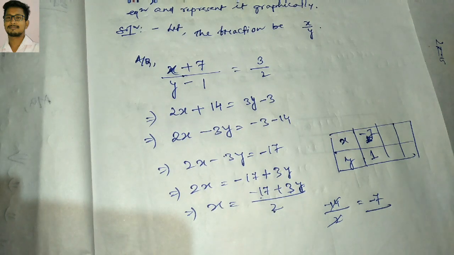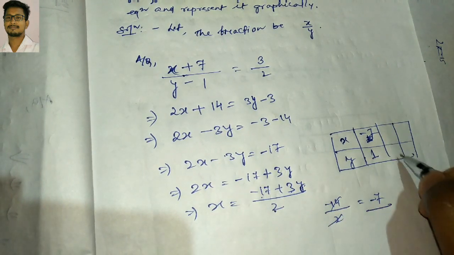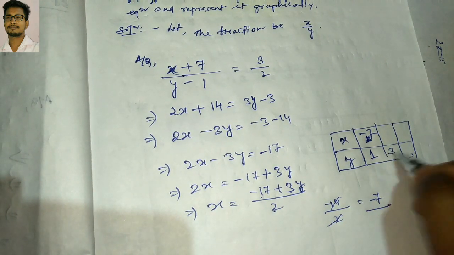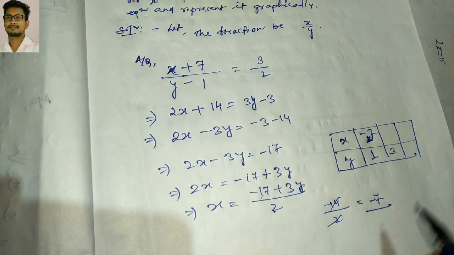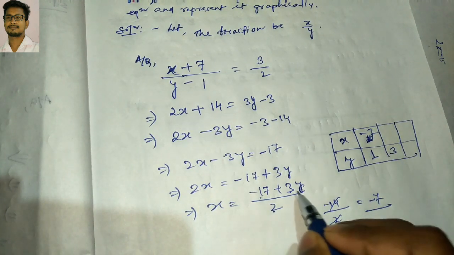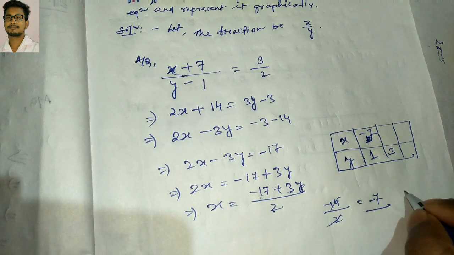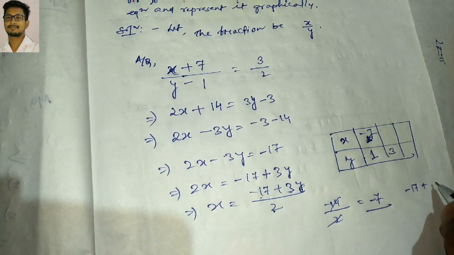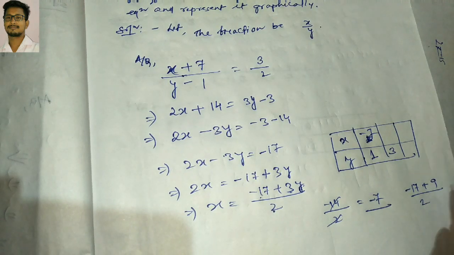So it's minus 7. Again you can take y to be 3. You need to take odd numbers here, no? So you take 3. 3 threes are 9. So minus 17 plus 9, and we get minus 8 by 2. That means we get minus 4, right?